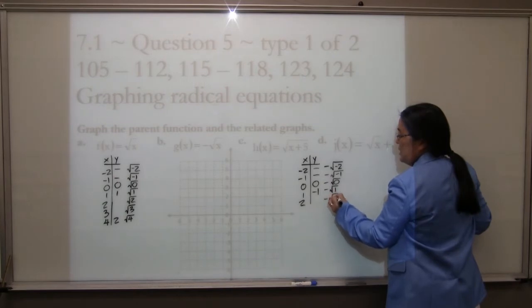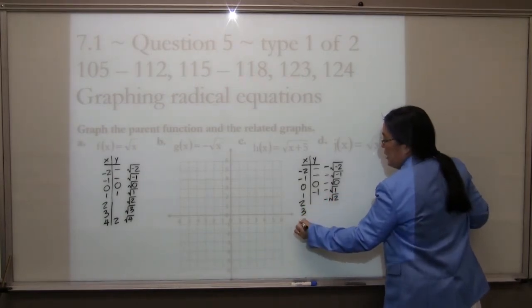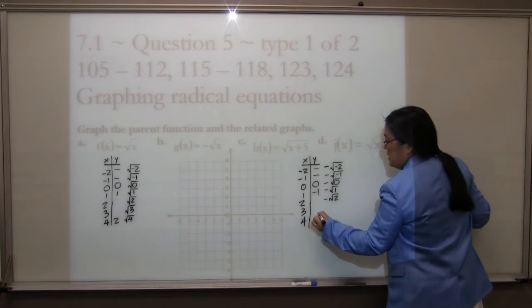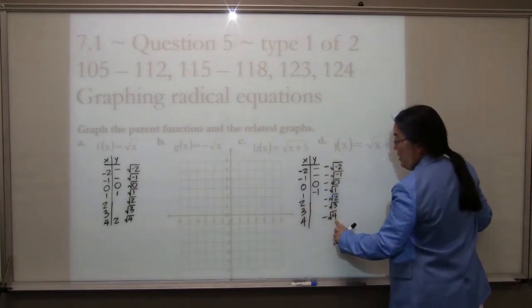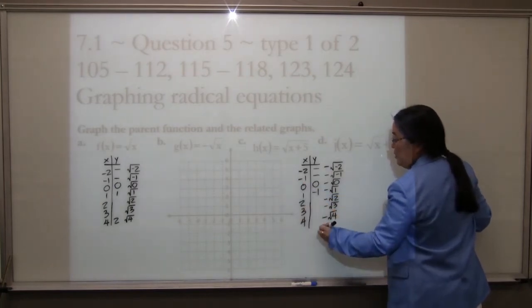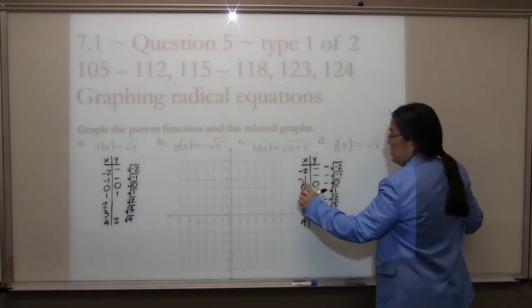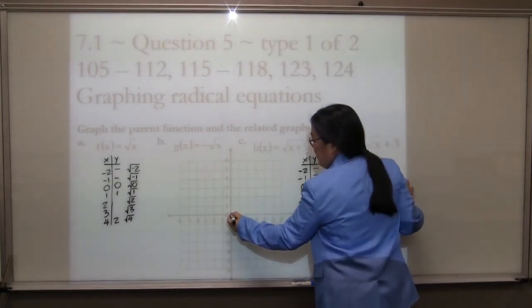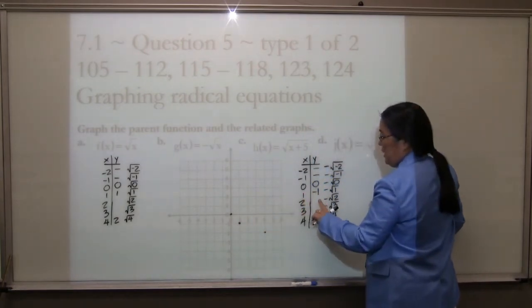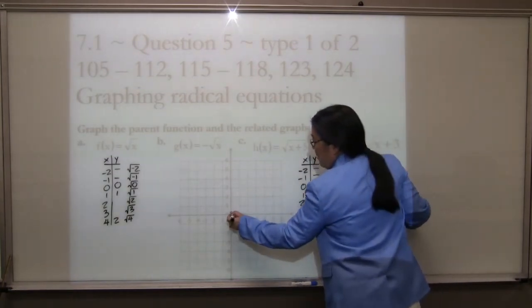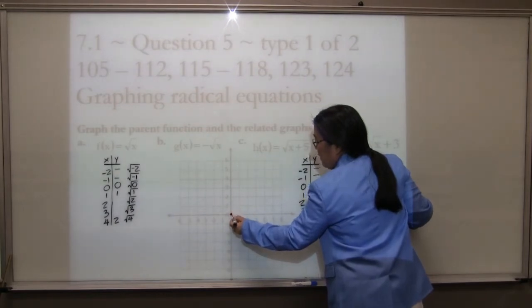Negative square root of 2 does not come out nicely. And again, we're going to have to just keep going on until we find at least one more point to make sure that we can get that pattern going. And just like before, the square root of 4 is 2, that will make it negative 2. So now, by having the negative, we have these points: 0, 0, 1, negative 1, and 4, negative 2.